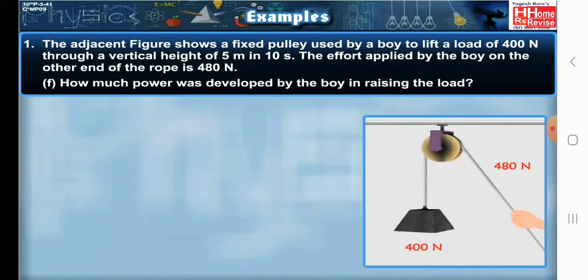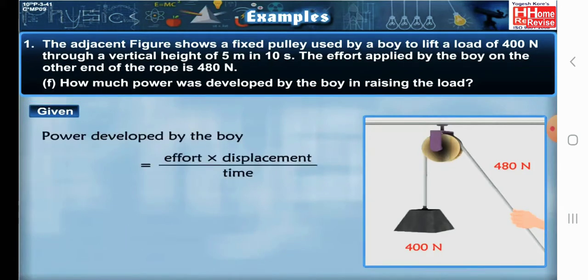F. How much power was developed by the boy in raising the load? Power developed by the boy is equal to effort into displacement upon time. Substituting the values, it equals 480 into 5 upon 10, which equals 240 watt.